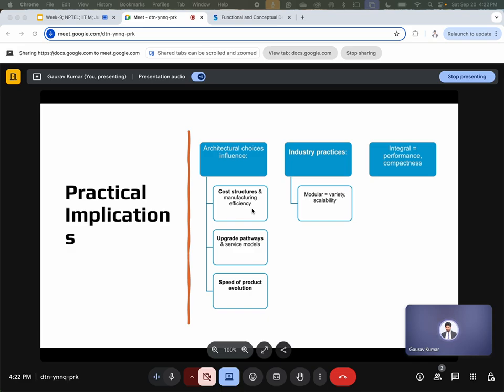Integral designs, however, are often chosen in industries where performance and compactness outweigh the need for flexibility. Thus the choice between modular and integral architecture is not universal but strategic. Companies must weigh trade-offs carefully to align design approaches with business goals and market demands.